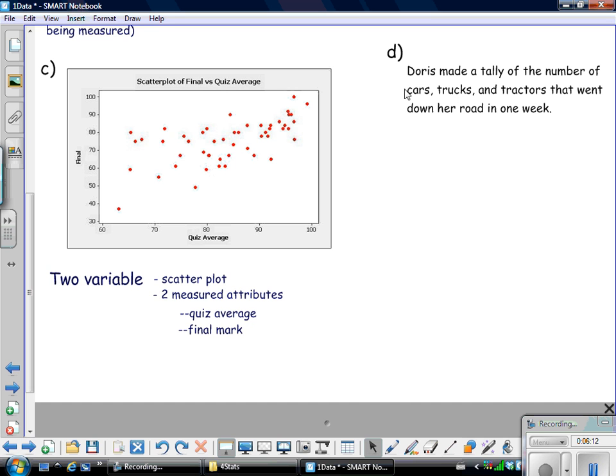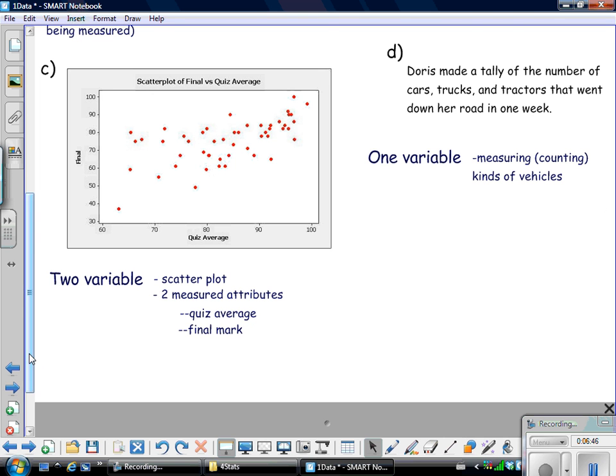Another word one. Doris made a tally of the number of cars, trucks, and tractors that went down her road in one week. Well, I'm going to say that that's one variable. Why? Because all I'm doing is counting the kinds of vehicles. So you can see that it's not necessarily another variable that you're measuring. You're not measuring cars, trucks, and tractors. You're counting the kinds of vehicles.